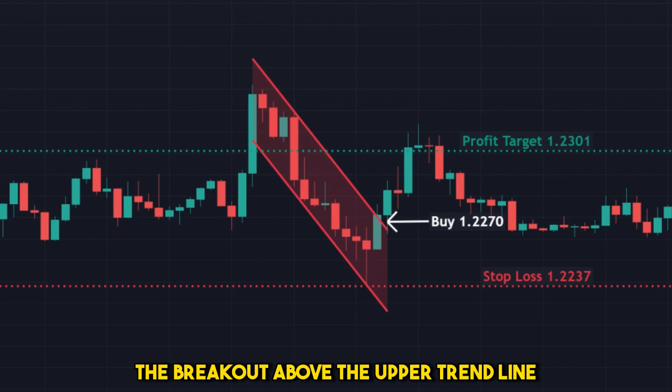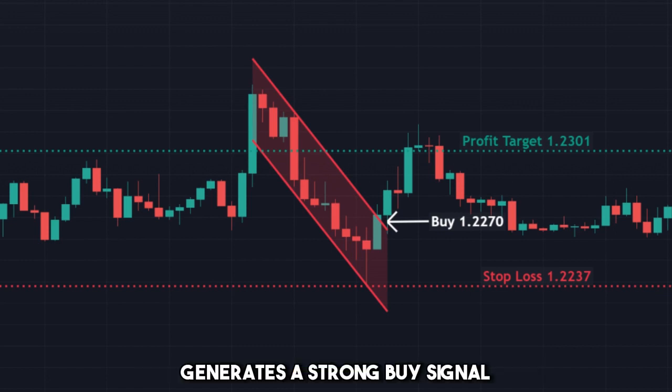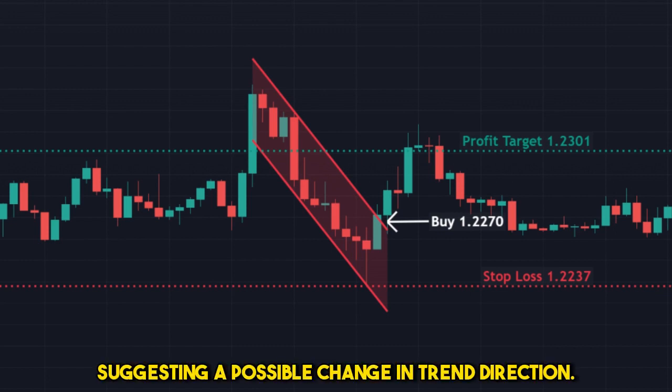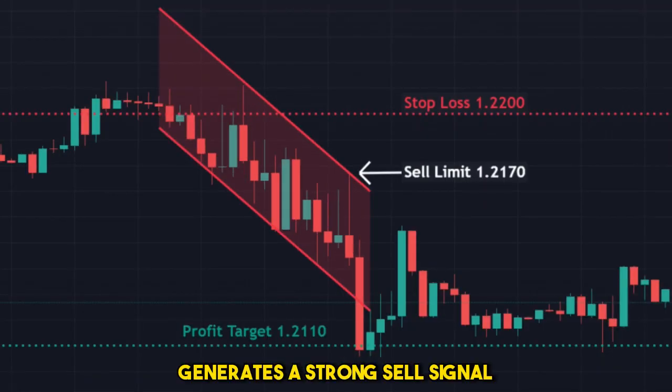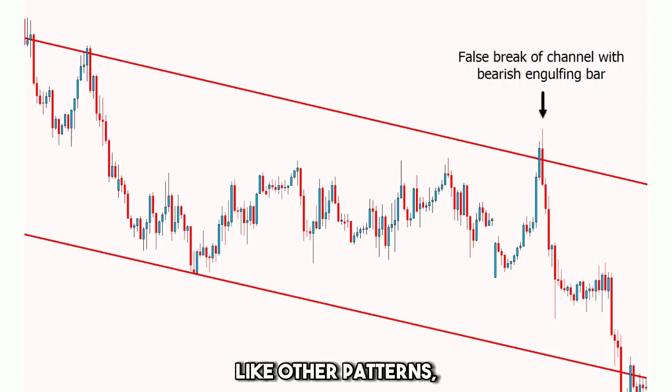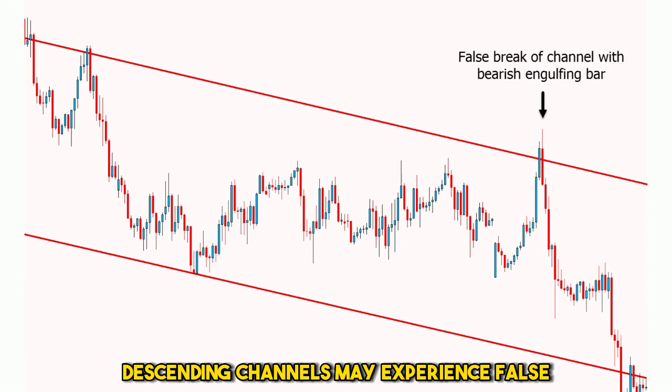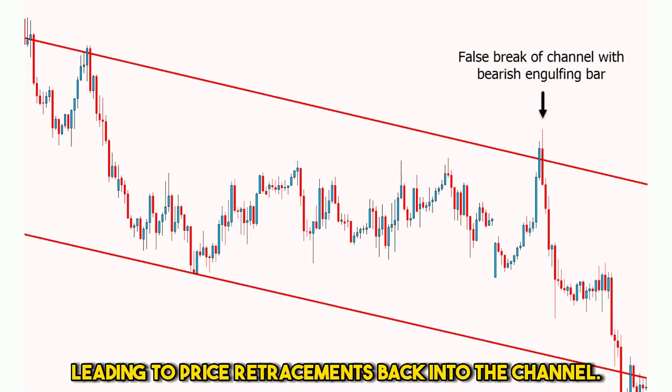A breakout above the upper trend line generates a strong buy signal, suggesting a possible change in trend direction. Conversely, a breakout below the lower trend line generates a strong sell signal, indicating an acceleration of the existing downward trend. Like other patterns, descending channels may experience false or premature breakouts, leading to price retracements back into the channel.